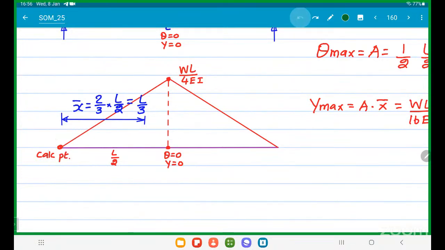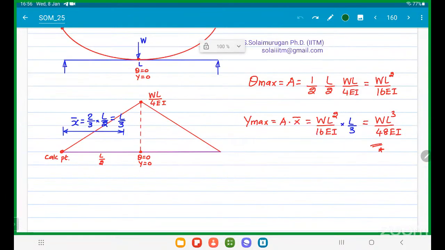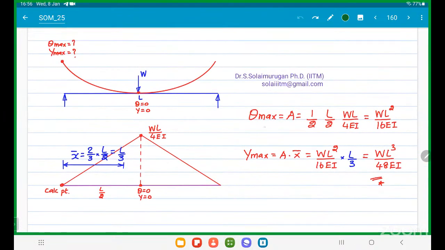Okay. Done. Now what is the slope formula? Slope is equal to A. What do you mean by A? Area of the M by EI diagram between the calculation point and the slope equal to 0 point. Correct? What is this area, sir?